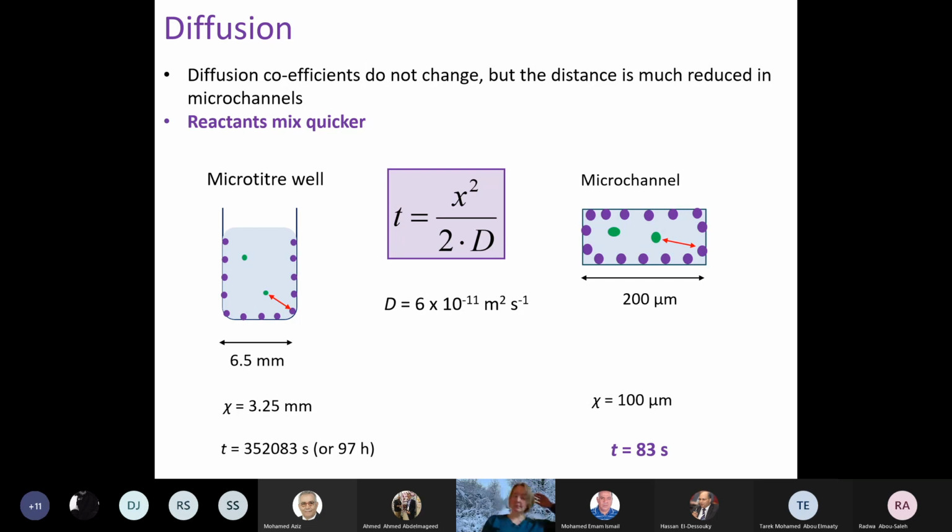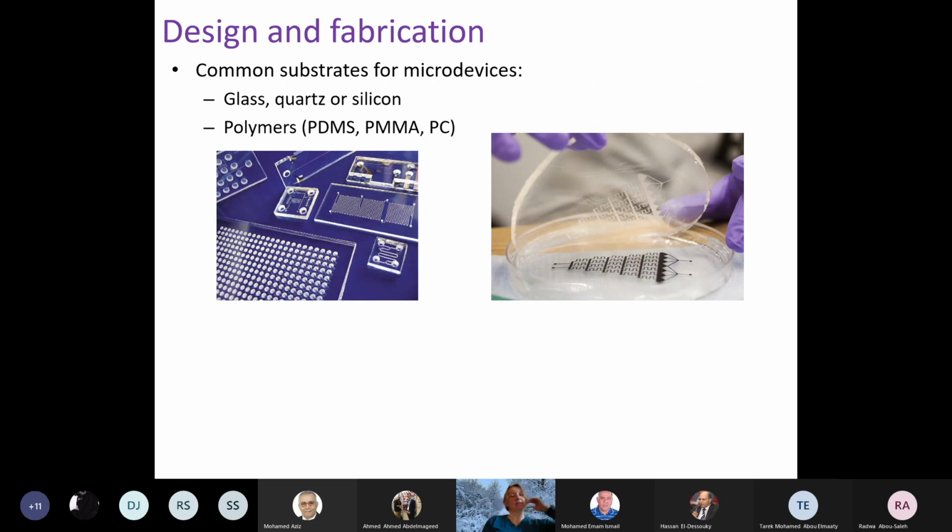Okay, so how do we make microfluidic devices? The common materials that microfluidic devices are made out of are hard materials such as glass, quartz or silicon, or polymers such as PDMS, which is polydimethylsiloxane, which is probably the most common microfluidic material out there. Harder plastics like PMMA and polycarbonate are also used.